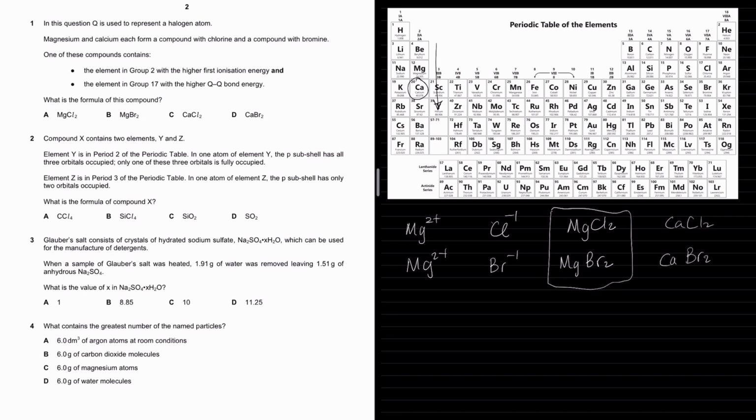The next one is the element in group 17 with the higher Q-Q bond energy. So which one is going to have the higher energy? Is it going to be Cl or Br? Bond energy is dependent on the electronegativity here. Electronegativity increases to the right and it also increases up. So chlorine is actually going to have a greater electronegativity, and so the atoms are going to be quite tightly bonded, right? So the answer then is going to be A.